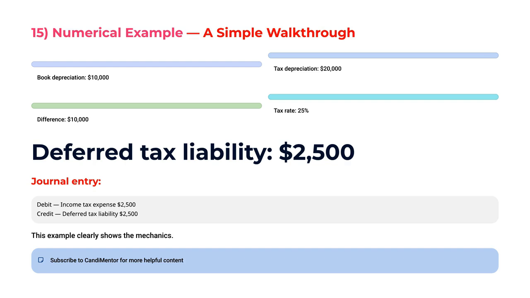Numerical example, a simple walkthrough. Book depreciation $10,000, tax depreciation $20,000, difference $10,000, tax rate 25%, deferred tax liability $2,500. Journal entry: debit income tax expense $2,500, credit deferred tax liability $2,500. This example clearly shows the mechanics.